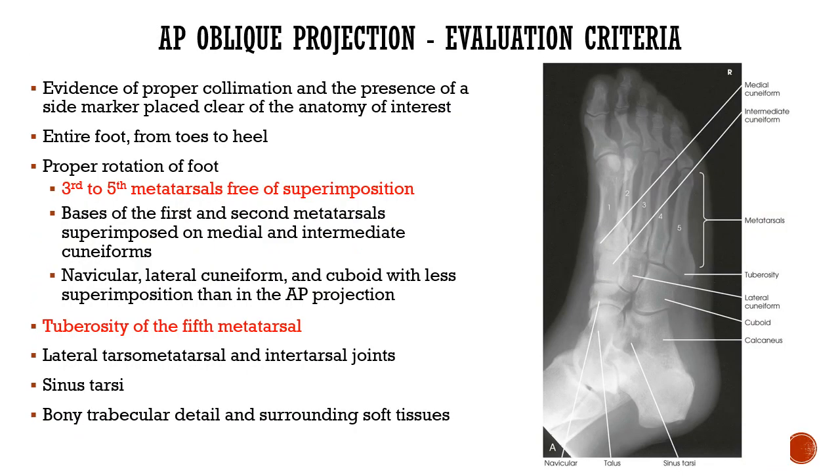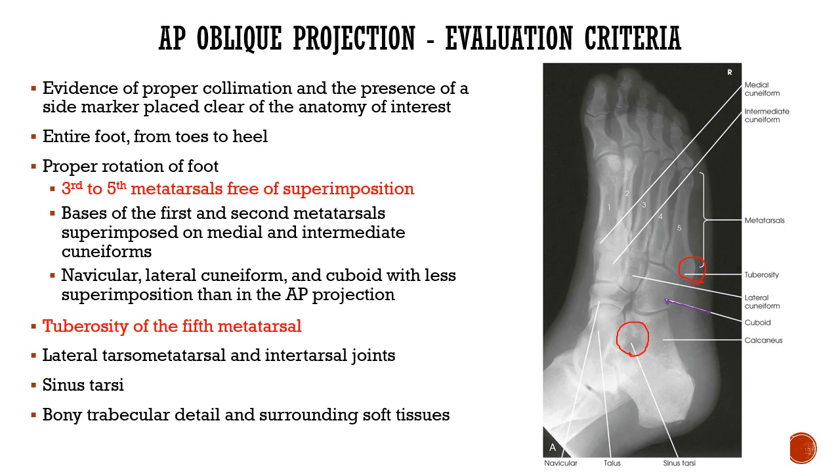Looking at the images, we can see the cuboid shown in profile, and we can see that the sinus tarsi is well visualized. The tuberosity of the fifth metatarsal is also visualized on this image. Now there is overlap between the first and second metatarsals. The third to the fifth metatarsals are free of superimposition.